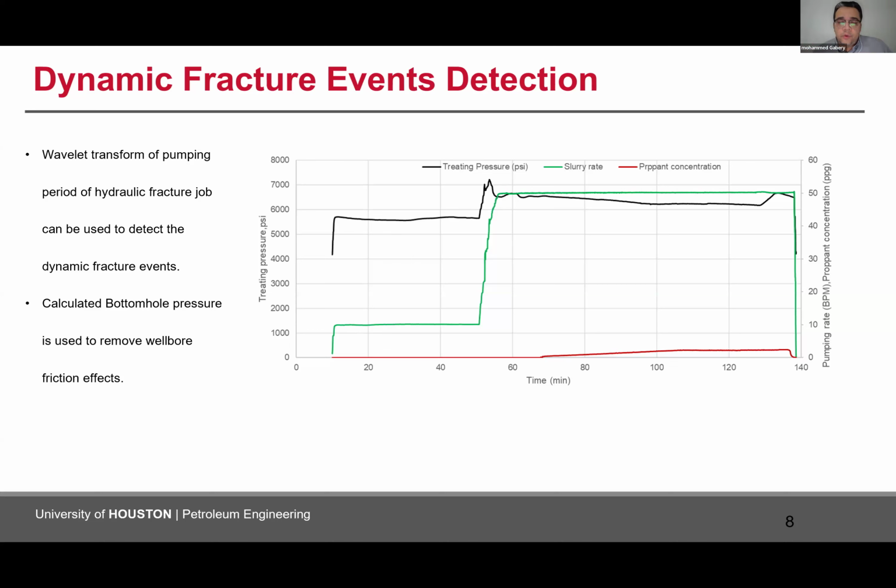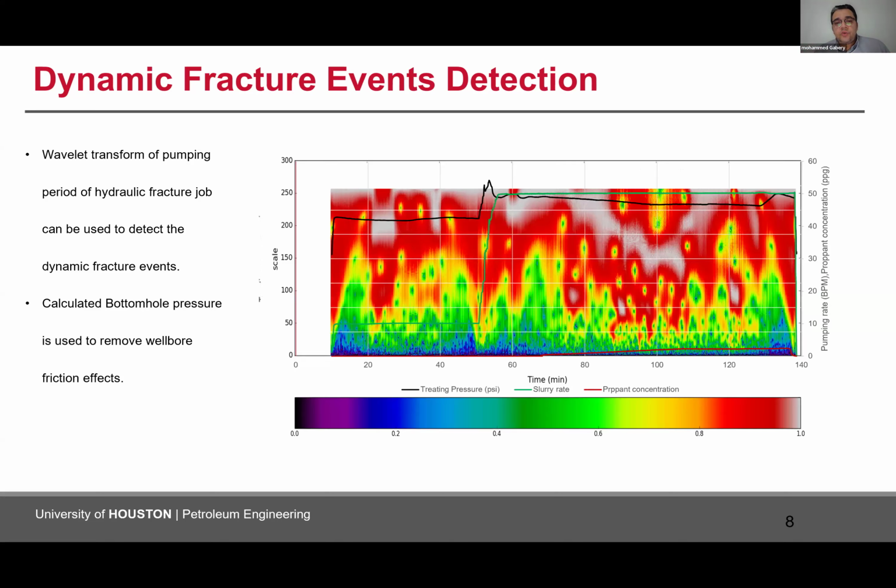And if you have bottom hole gauges, it's better to remove all the effects of the fluid changes and the friction in tubing. It can convert the treating pressure to a magnified version, or the magnified version of this treating pressure. This magnification is introduced by the continuous wavelet transform.